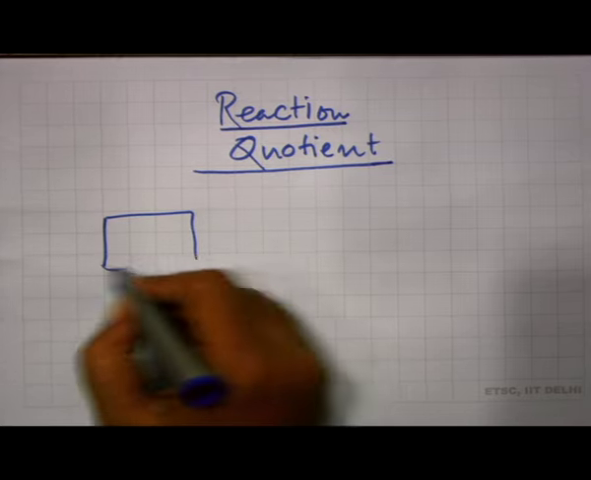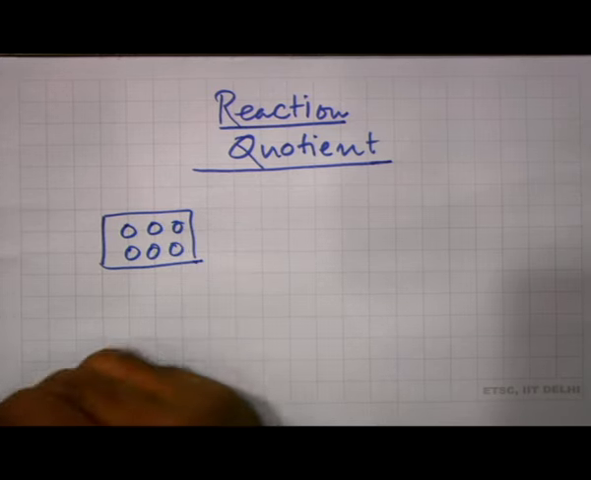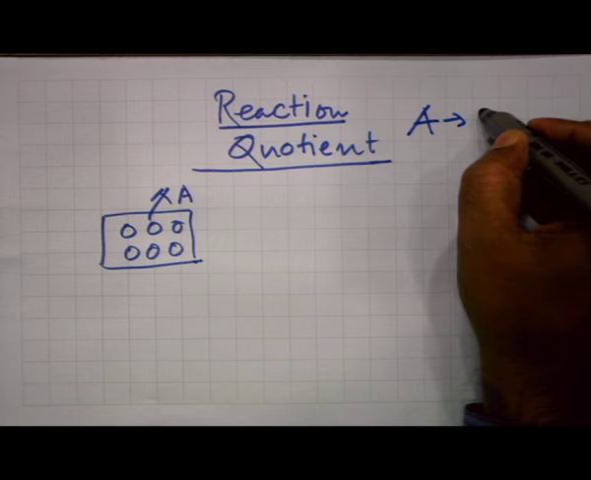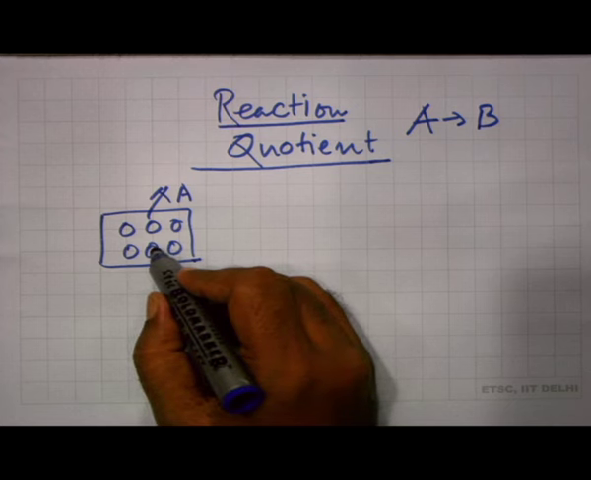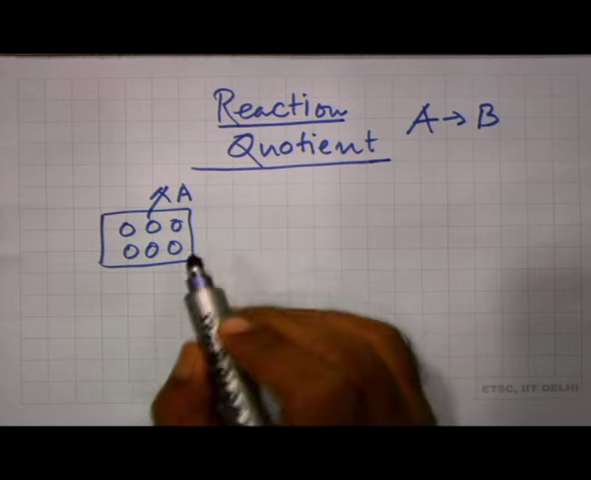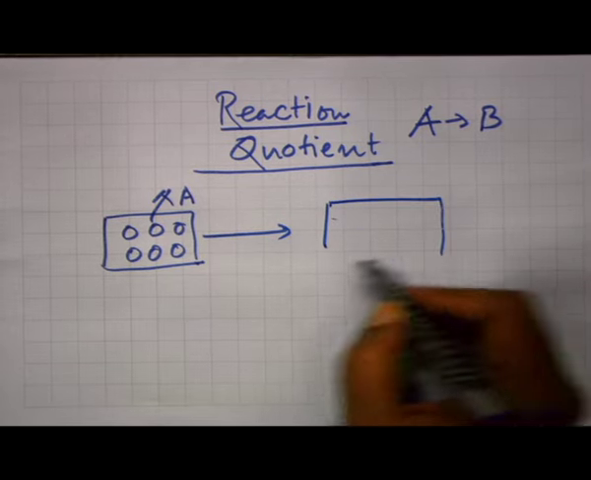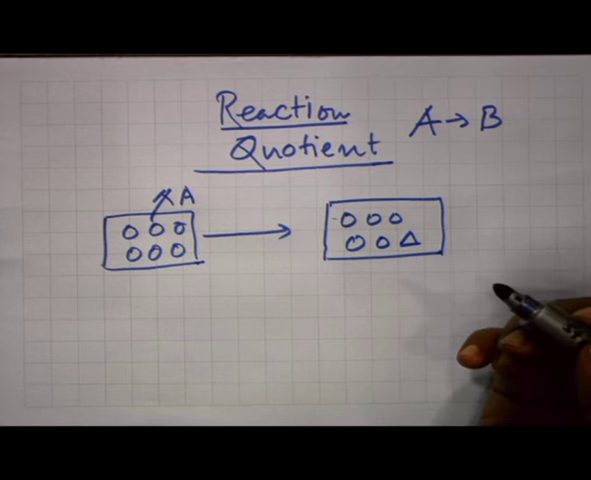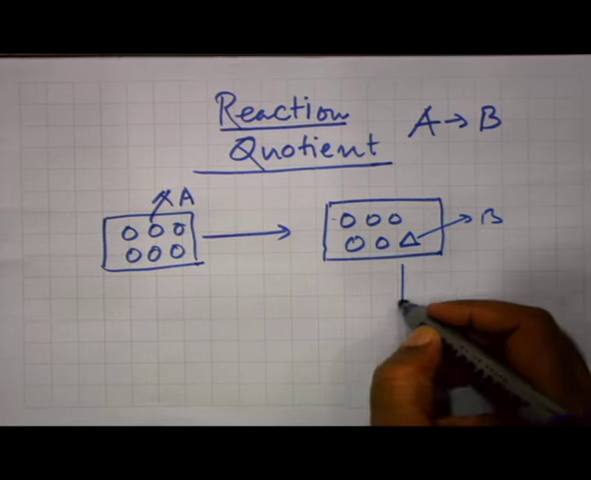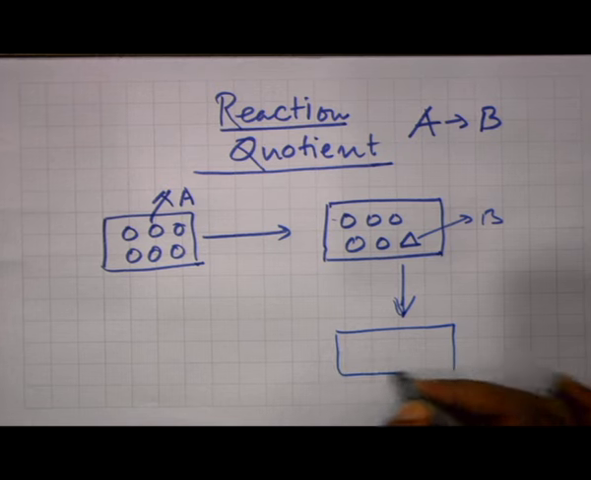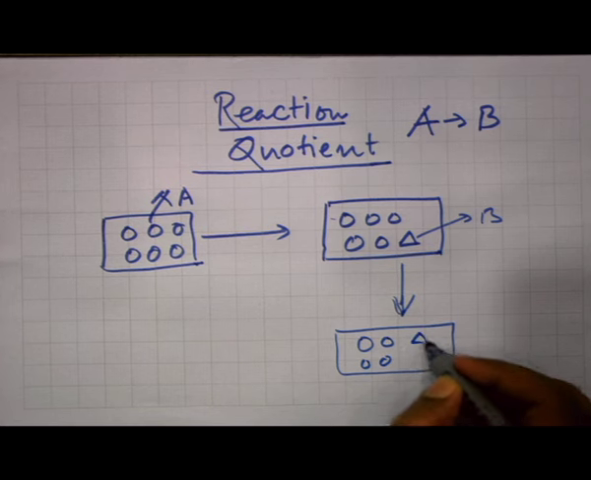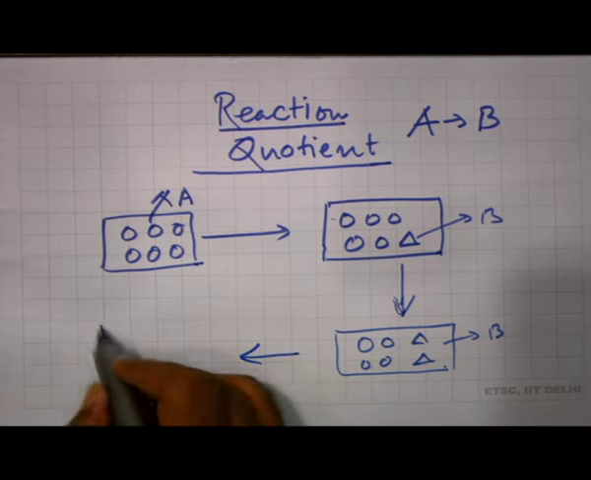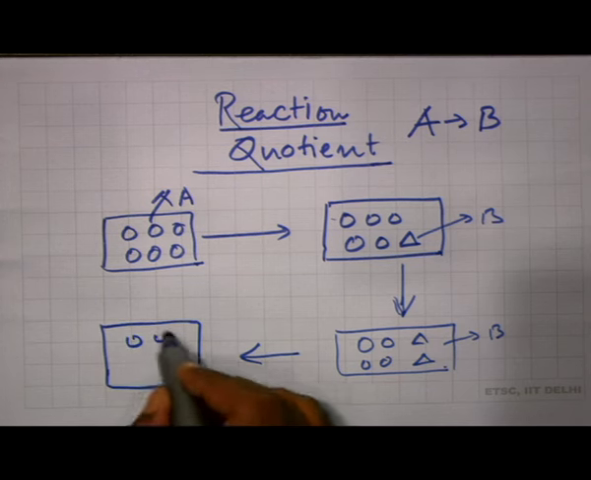So, I told you that if I start with some reactant A, I am talking about a reaction A going to B, and suppose we start with only reactant A in the box, and what will happen is this will convert to B first. Suppose one A went to B, this is your B. Then I wait for some more time, and one more molecule goes to B. Again wait for some time, one more molecule goes to B.